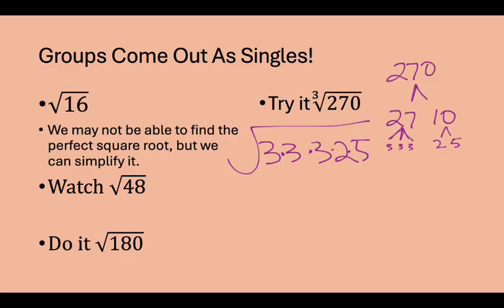How many people agree with the 3, 3, 3, 2, 5? All right. JD was correct. When we have a cube root, we don't take out doubles. We take out triples. So I have a triple right here. And remember, the groups come out as singles. So what's going to be out in the front? A 3. What do I have left under the cube root? The 2 and the 5.